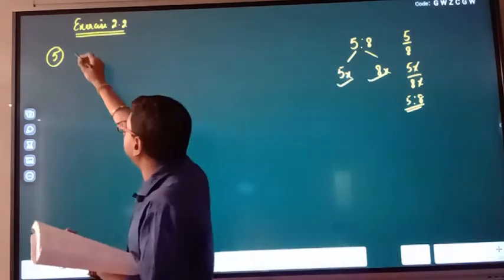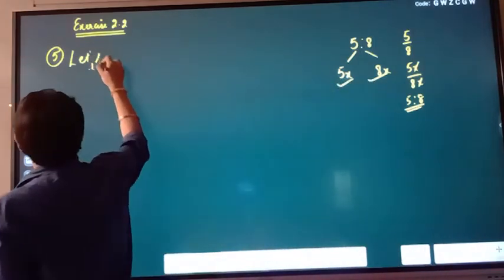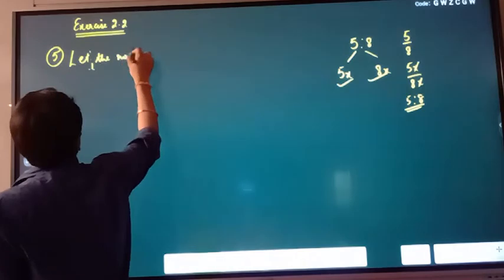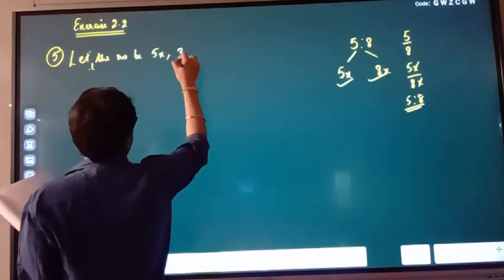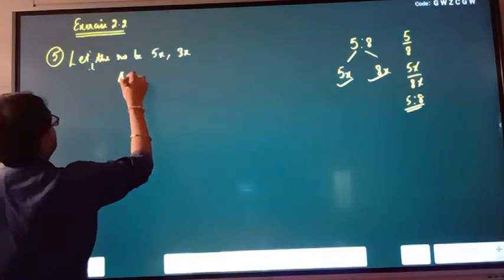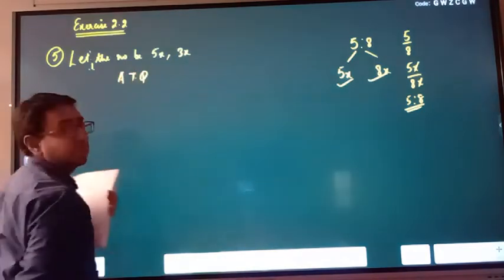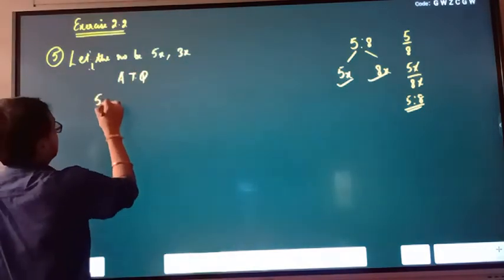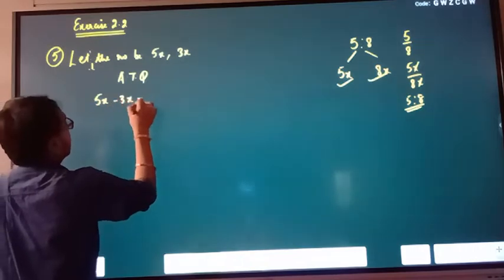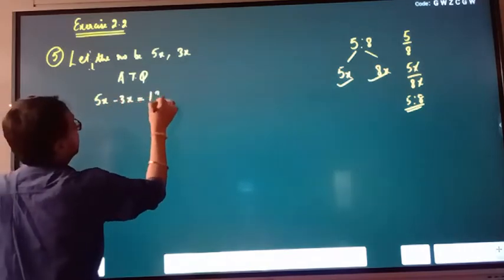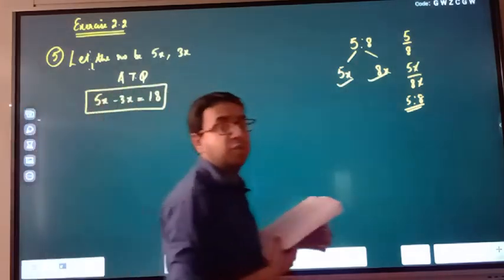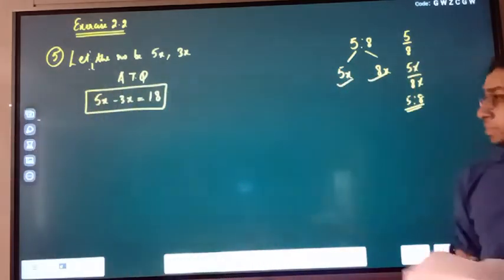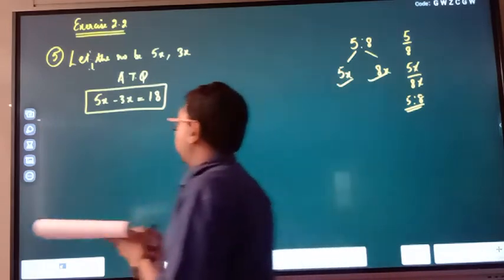So let the numbers be 5x and 3x, I believe. According to the question, they differ, which means their difference. That is 5x minus 3x is equal to 18. Now we just have to solve this. This is your task to solve it. You can solve it yourself. Clear? Next, question number 6.